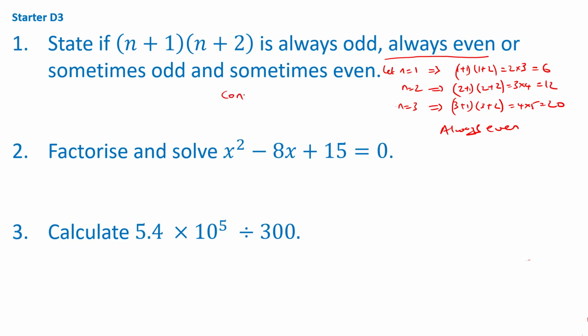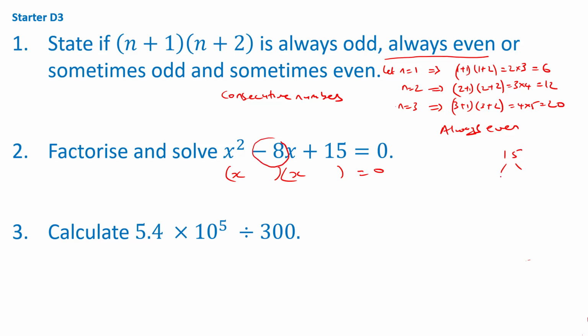Consecutive numbers follow on from each other, one after the other. Next one, factorize and solve a quadratic. No coefficient of x squared. So open our double brackets, equals 0. X squared, so it'll be x times x. And then we take our 15, and we're looking for factors of 15 that will combine to give us minus 8.